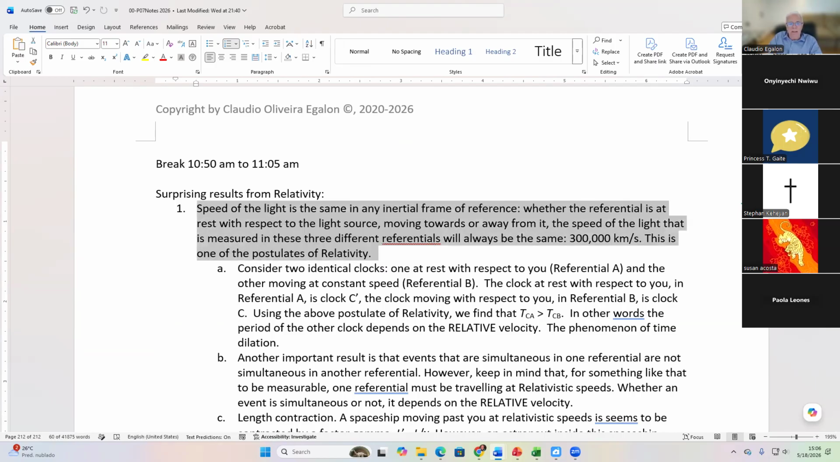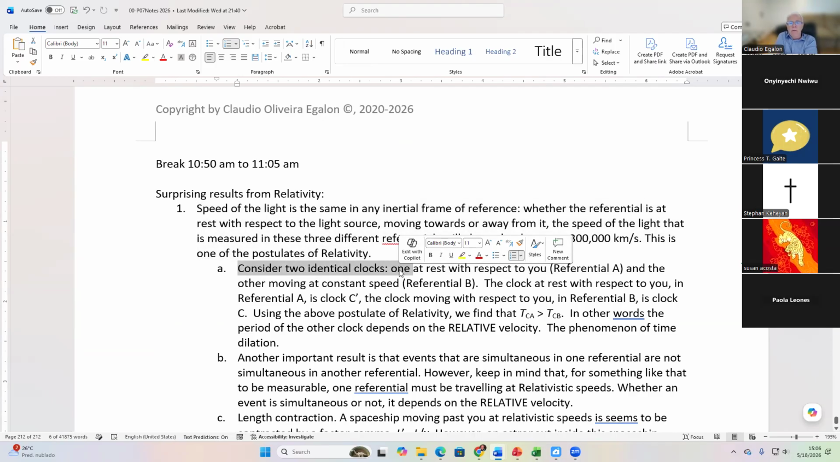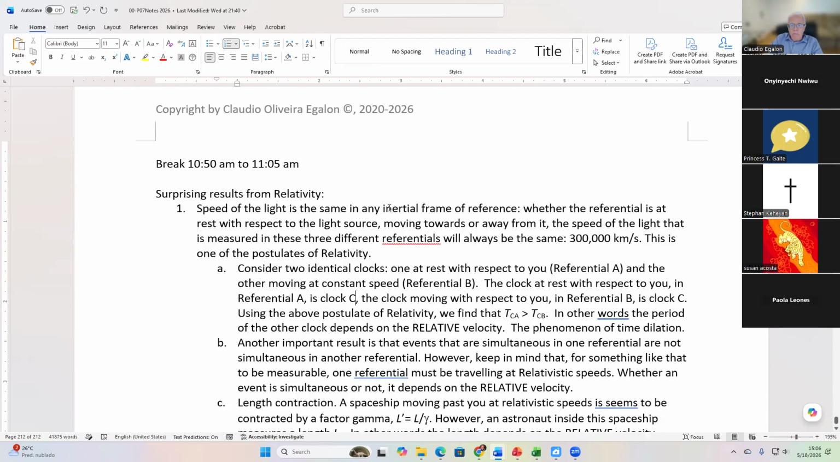And this postulate of relativity gives rise to other consequences that are surprising. Two identical clocks, one at rest with respect to you, and the other moving at constant speed. The clock at rest with respect to you in referential A is clock C. The clock moving with respect to you in referential B is clock C prime.